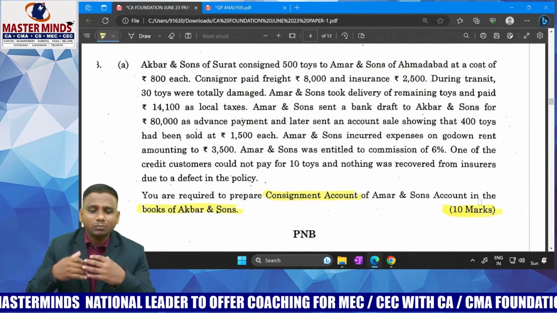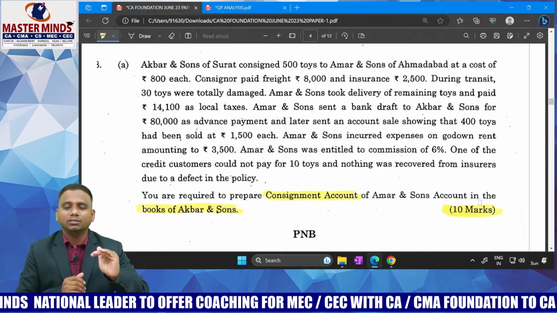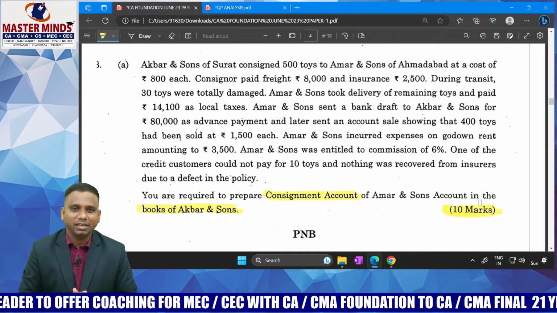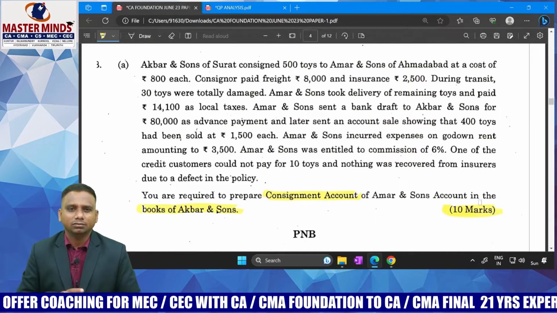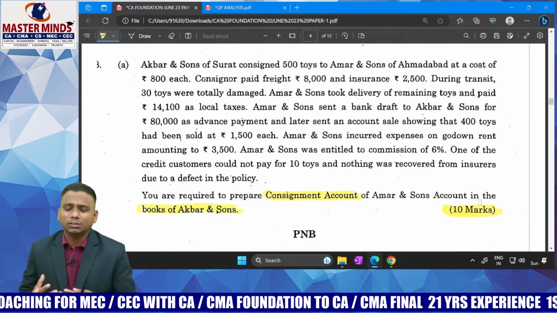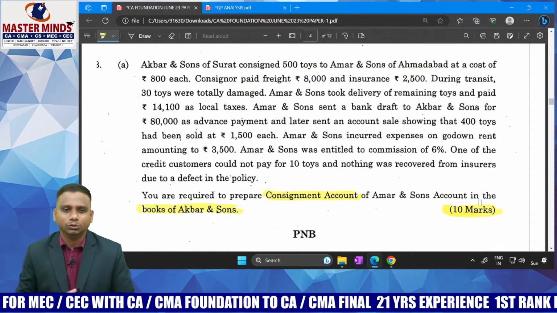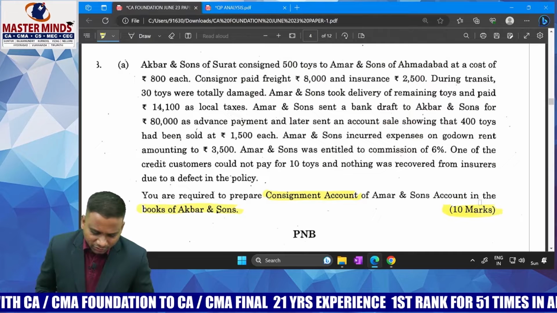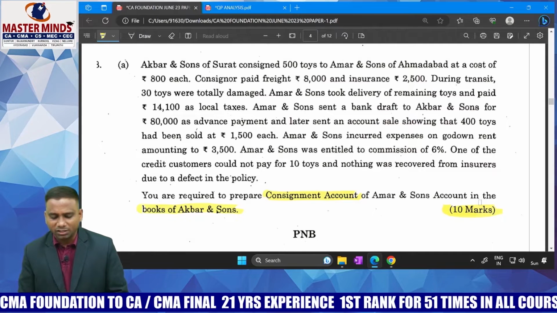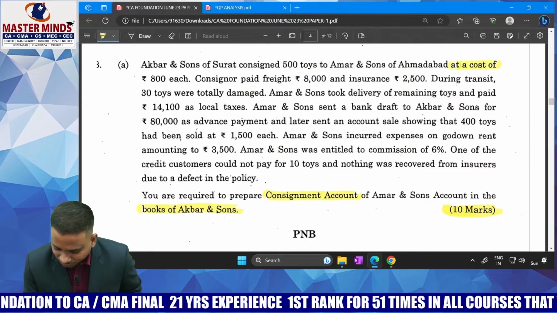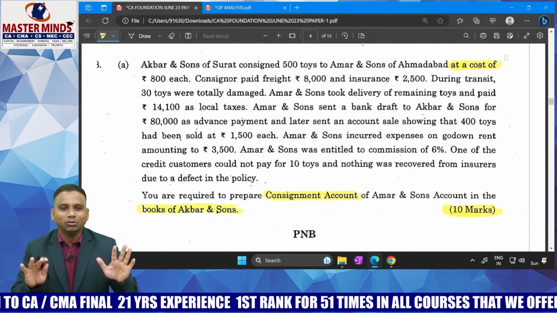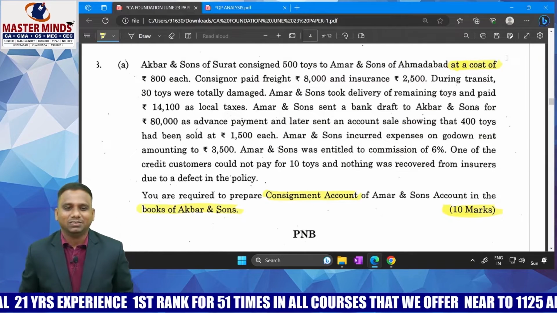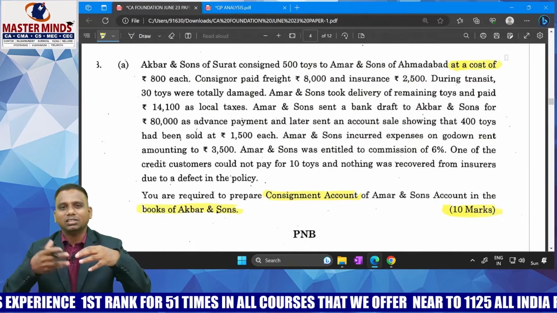Consignment also, which type of problem is it? Is it the cost price method, goods sent at cost price, or goods sent at invoice price? Identify. If it is cost price, then students feel this is very easy. If it is invoice price, some students may confuse between cost price and invoice price. Okay, look at this: Akbar and Sons of Surat consigned 500 toys to Amar and Sons of Ahmedabad at cost. So, it is a cost price method. No confusions. Next, we have to check whether it is abnormal loss or normal loss, because consignment includes abnormal loss and normal loss.